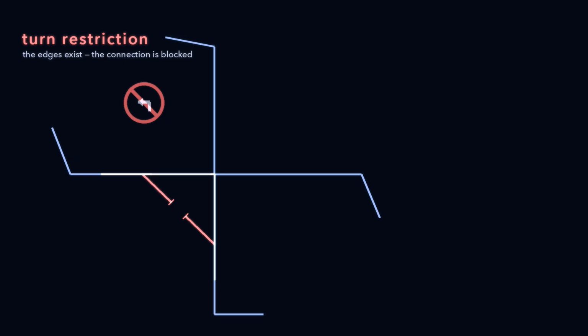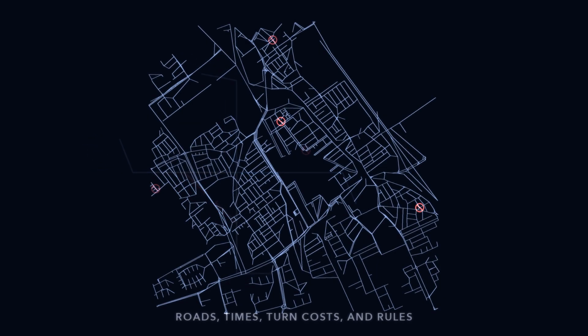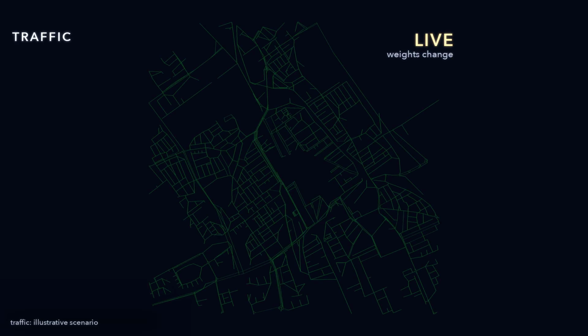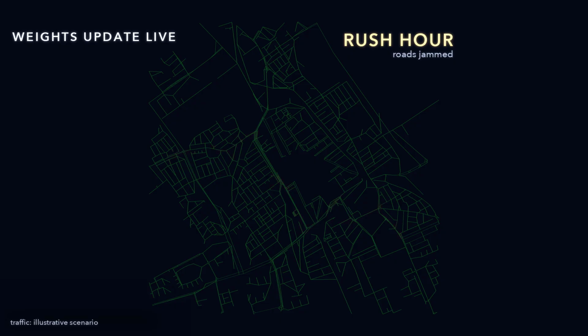So the graph is richer than it first looked. It's not just roads and times. It's roads, times, turn costs, and rules about which turns you're even allowed to make. Now for the part that changes everything: traffic. Up to now, we imagined the travel times sitting still. But roads don't behave. A clear road at 3 a.m. is a parking lot at 6 p.m. So modern navigation systems don't use fixed times. They update the weights of the edges live, using real traffic conditions.